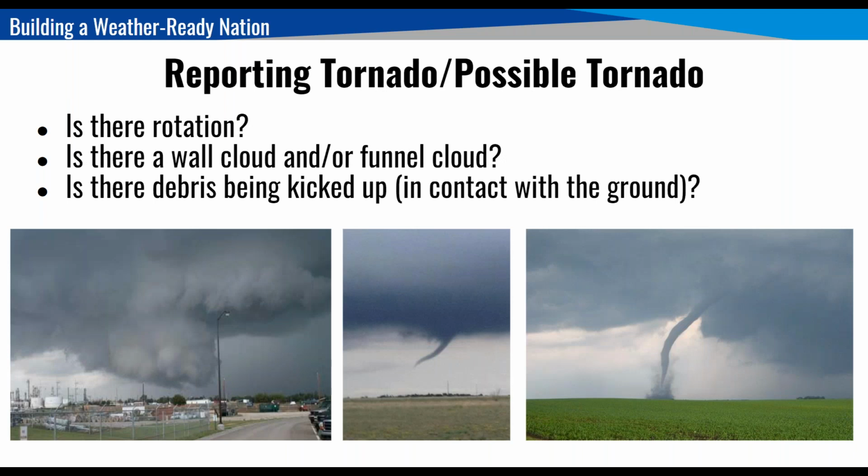When reporting a tornado or possible tornado, we want to know, is there rotation? Which way is that rotation? Is it counterclockwise or clockwise? And is that particular area of rotation, in fact, attached to the cloud base? So is there a wall cloud and/or a funnel cloud present? Is there debris being kicked up or possibly in contact with the ground? It's very important and timely information.